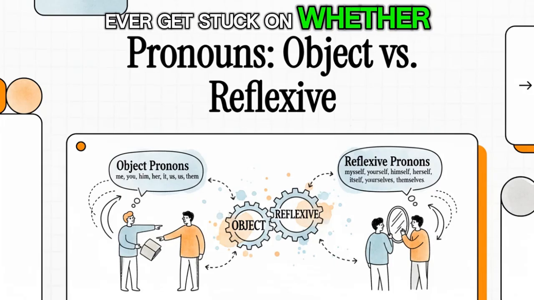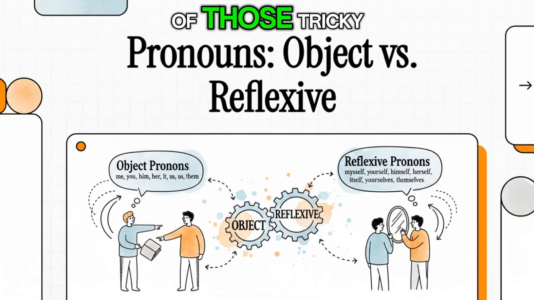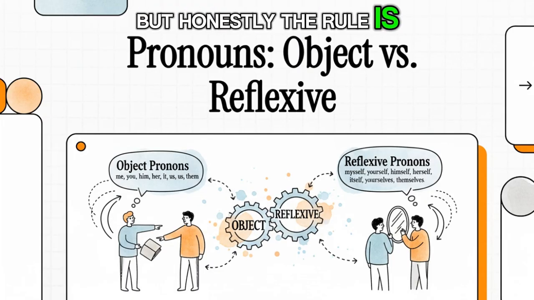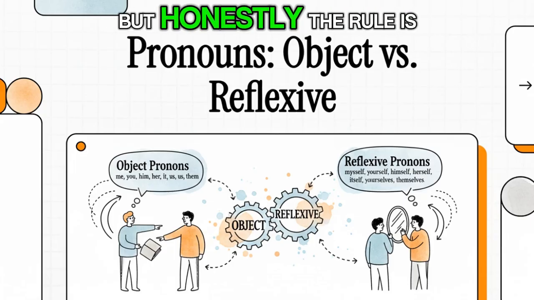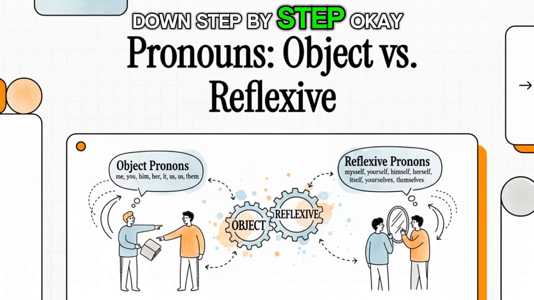Ever get stuck on whether to use me or myself? You're not alone. It's one of those tricky little grammar points in English, but honestly, the rule is way simpler than you'd think. So in this explainer, we're going to break it all down step by step.